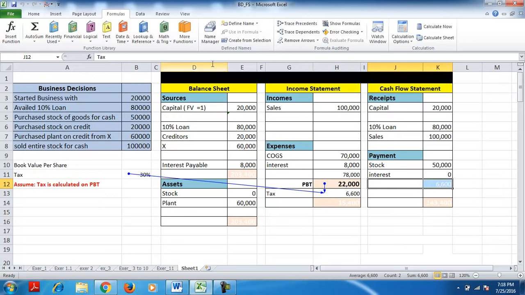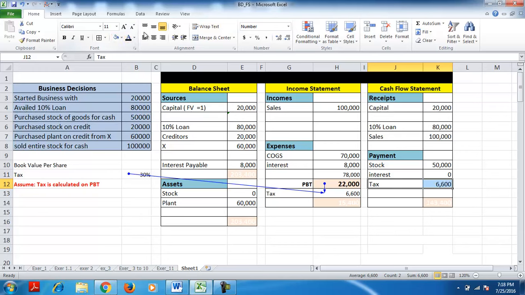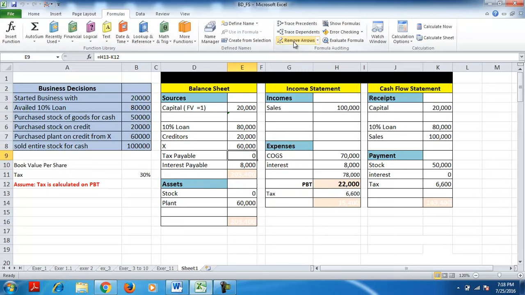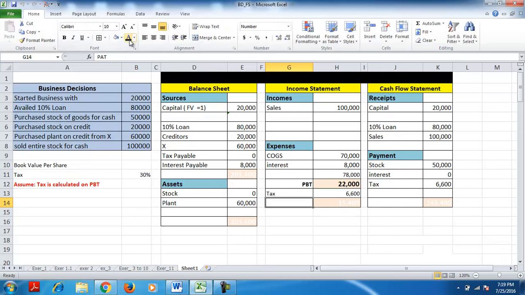Let us also assume that we pay the tax. If tax is not paid, then we create a liability called tax payable. But in this case, tax payable is zero because we have paid that tax of the year fully. So 6,600 minus 6,600: outflow of cash and no liability to that extent. And then we'll have PBT minus tax is PAT. PAT is equal to 22,000 minus 6,600.